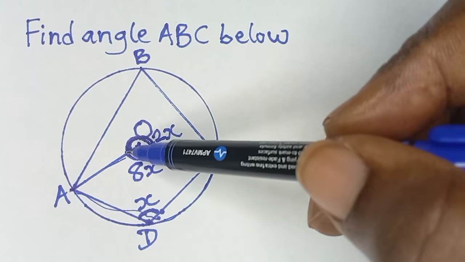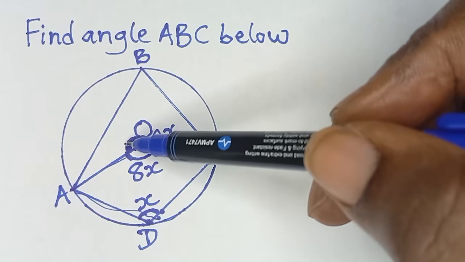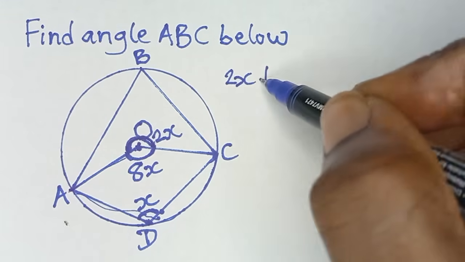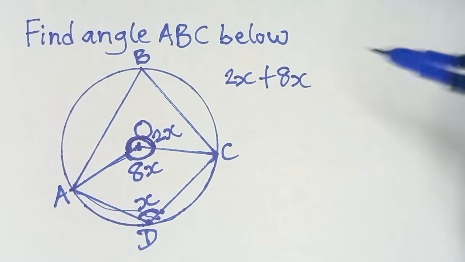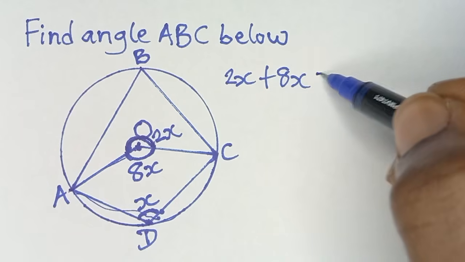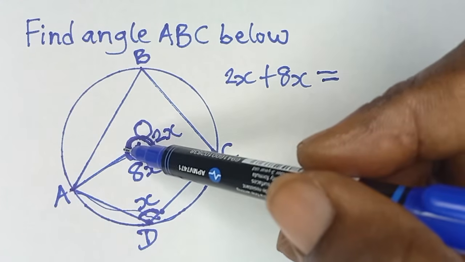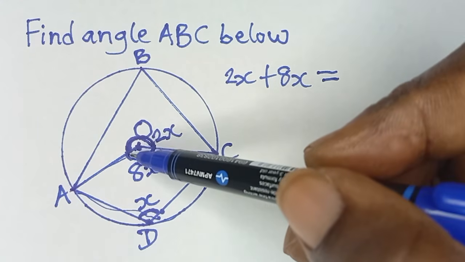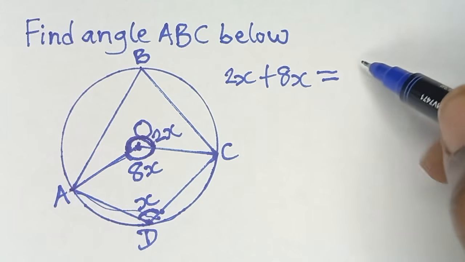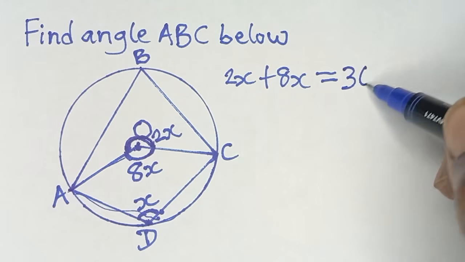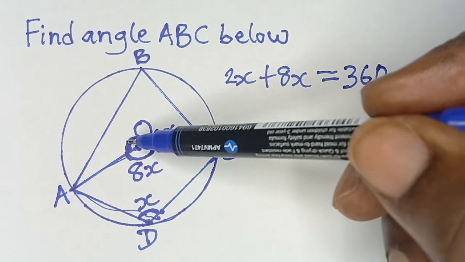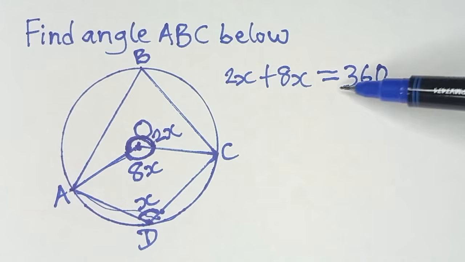Now, we have the full angle at the center. So the full angle at the center is 2x plus 8x, that's the complete angle at the center. And don't forget, where you have the total angle at the center, it gives us angle at a point. And sum of angles at a point is 360. That is also an important angle theorem to take note of.